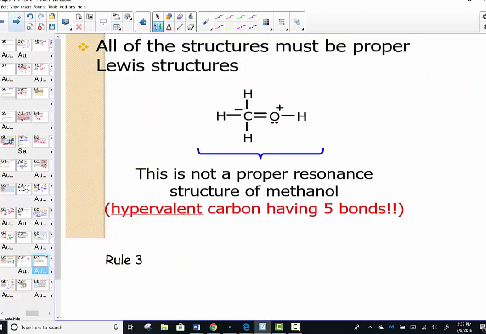And all of the Lewis structures must be proper. I mean, it can't break the octet rule. Like, it wouldn't make sense to have carbon with 5 bonds. That's an improper Lewis dot structure for carbon, and therefore it is not an acceptable resonance structure. Carbon would never have 5 bonds. That's rule 3 in drawing a resonance structure.